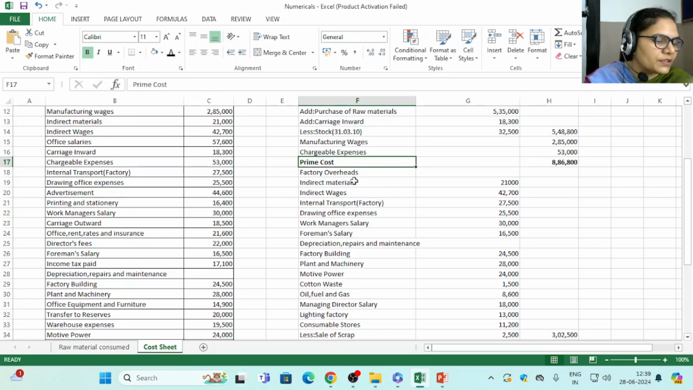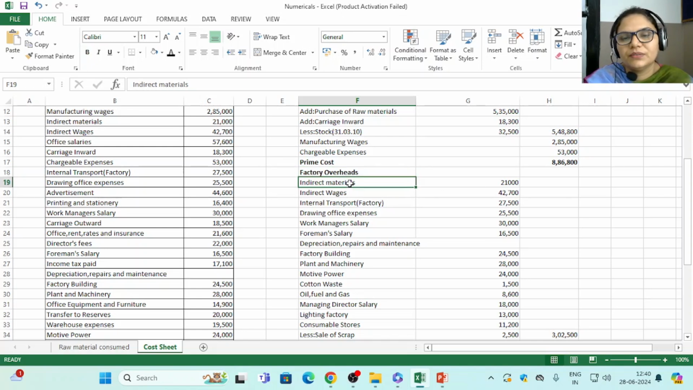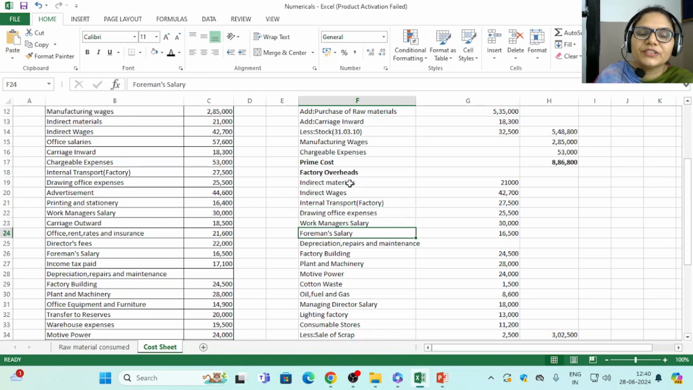After calculating prime cost, we will add factory overheads. Let's see factory overheads. We will add all the expenses which are related to production or manufacturing, or which are done at the factory floor of the manufacturing concern. First is indirect material, indirect wages, internal transport, factory drawing office expenses, work manager's salary, foreman's salary, depreciation, repair and maintenance. Factory building has been mentioned specifically, 24,500. Plant and machinery, motive power, cotton waste, oil, fuel and gas.